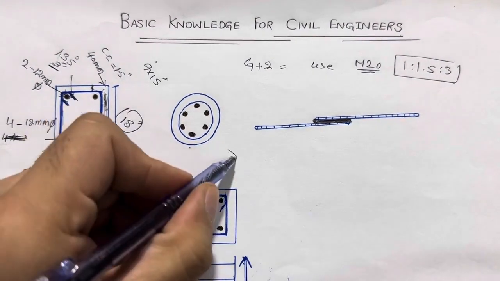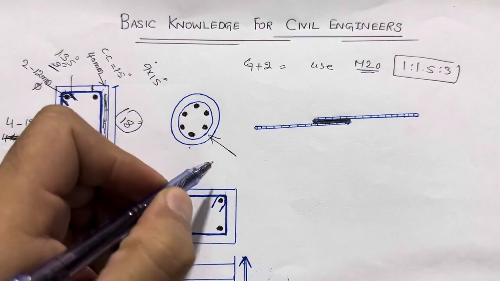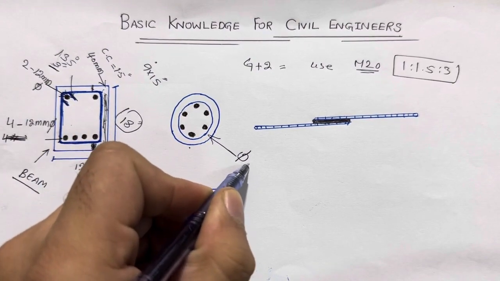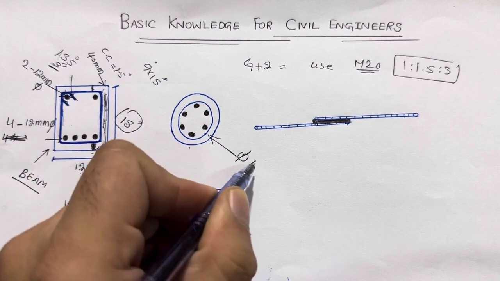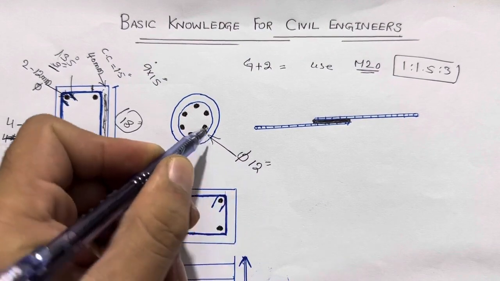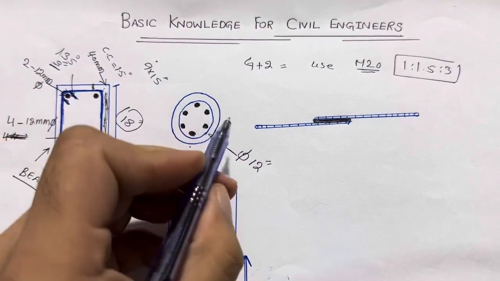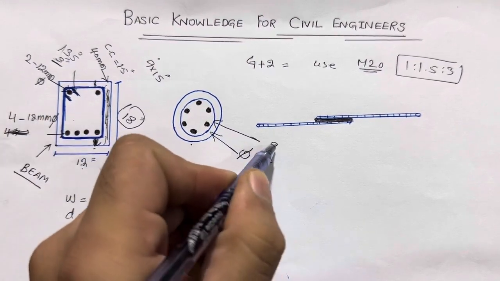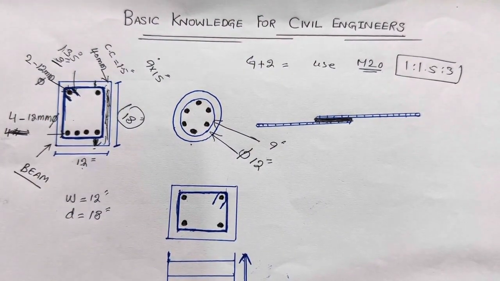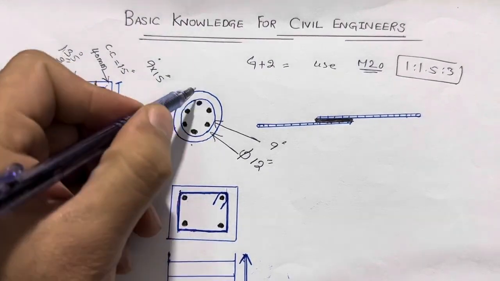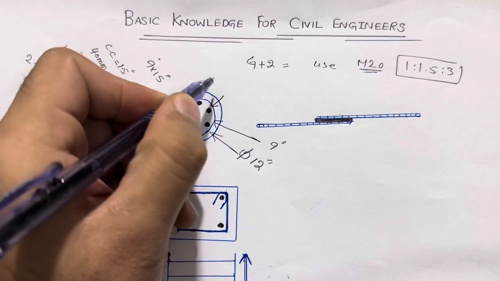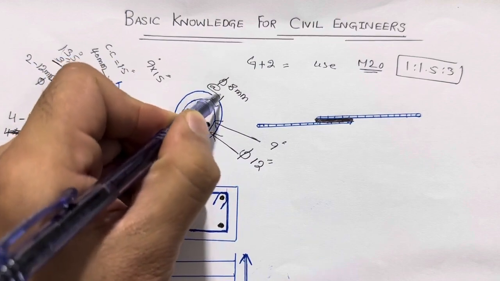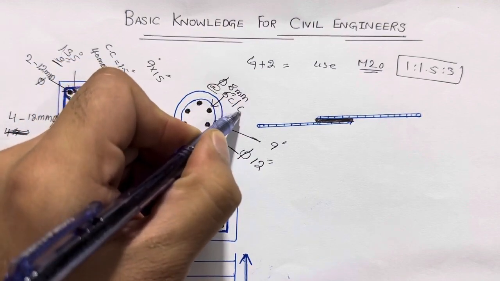Next, guys, you can see the circular column for G plus 2 story. Use 6 numbers of steel rods. The dia of this circular column should be 12 inches. Next, in this column, the ring size should be 9 inches because each side has a 3 inch concrete cover. The ring dia should be minimum 8 millimeter with a spacing of 6 inches center to center.